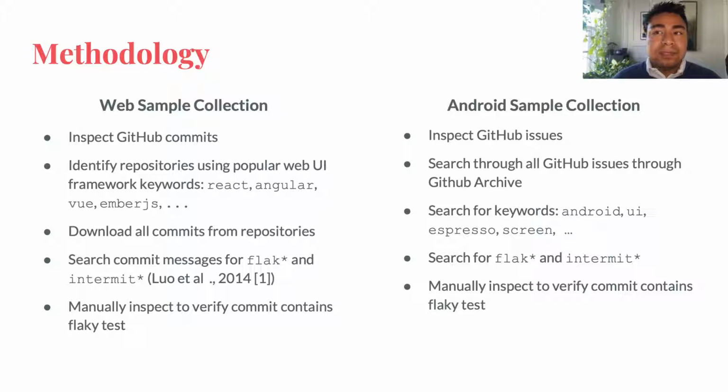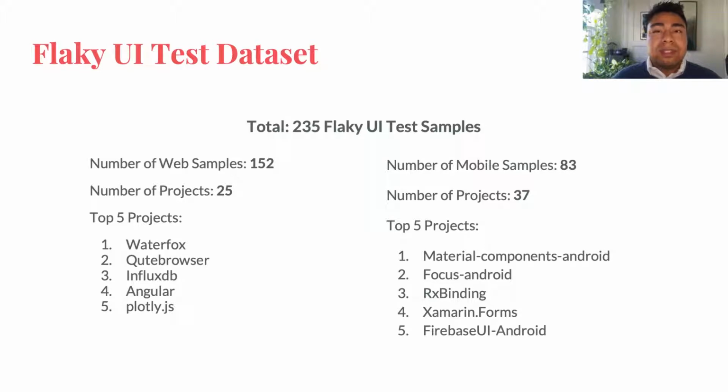For the Android samples, we inspect the GitHub issues by leveraging the GitHub archive to perform big data searches using the keywords Android, UI, Espresso, and more. In both setups, we search the commit messages for the patterns flake and intermit, as was done in Luo et al. 2014. We then manually inspect these samples to verify that the commit indeed contains a flaky test. In total, we obtained 235 flaky test samples, with 152 of them belonging to 25 web projects and 80 of them belonging to 37 Android projects.